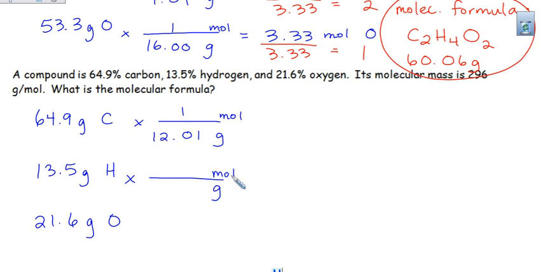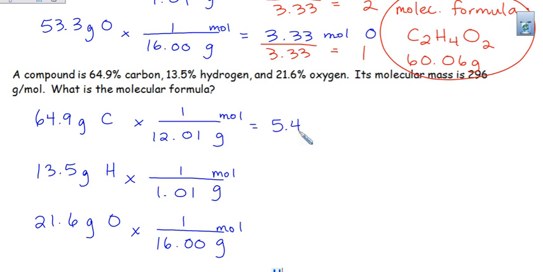Do you kind of see how after a while this method starts to become not so bad? You attack every problem the same way. You need grams to put them in moles. Once you have moles, you can get that whole number ratio. Hydrogen, 1.01, and oxygen. 1 mole of oxygen is 16 grams per mole. Alright, so let's see what I got here. I got kind of a funky number.